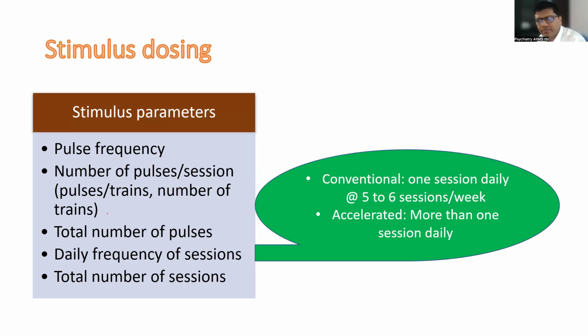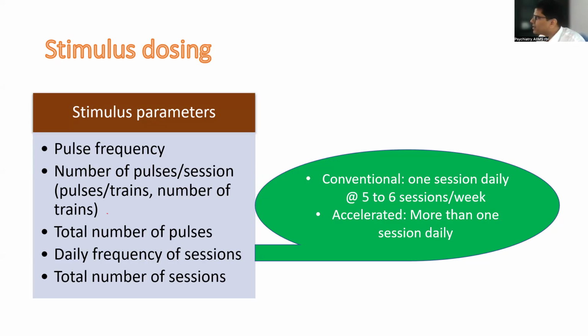Then there are different frequencies of protocols. Conventional protocols recommend 1 session per day, at least 5 to 6 sessions per week, and roughly 10 to 20 sessions in total over a period of 2 to 4 weeks. When you refer to most of the Western studies, they did 5 sessions a week, because there are 2 weekend days when TMS is not delivered, so they classically deliver 5 days a week.